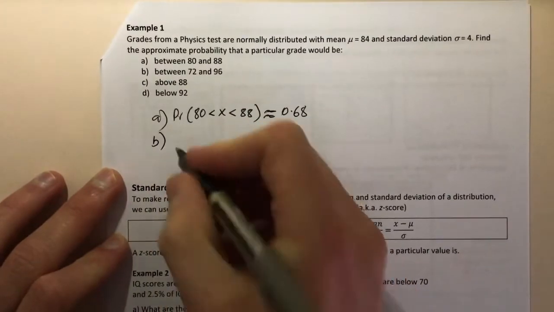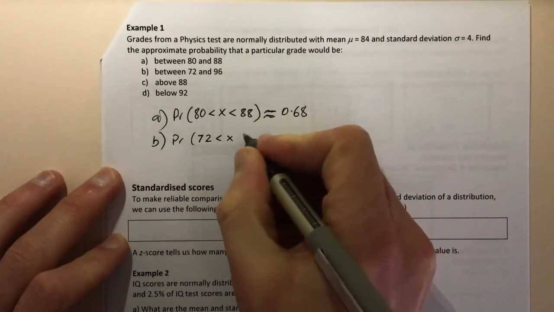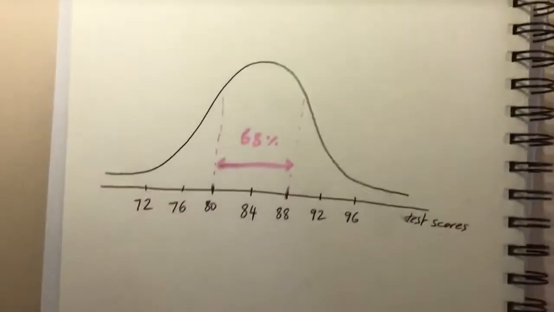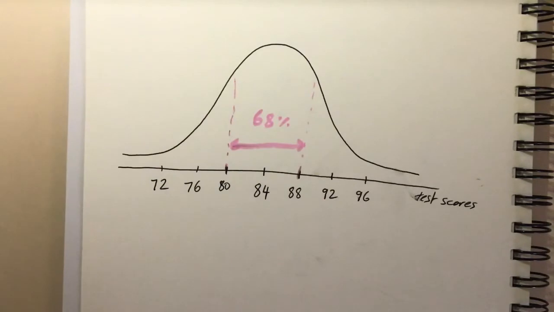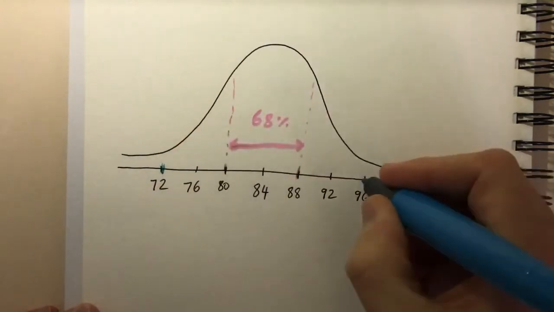Part B, the probability that we're between 72 and 96. Well, again, we just go back to our bell curve. We find 72 and 96. I'm just going to use a different color here. So, there's 72, there's 96.